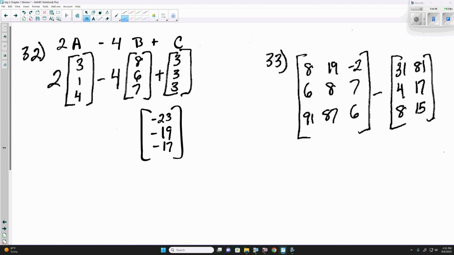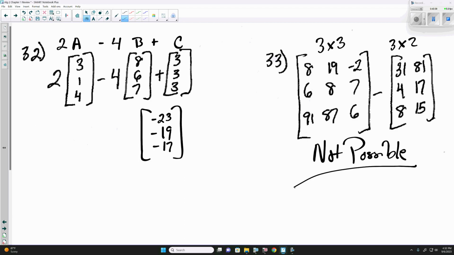And that brings us to the next one, this one here. Now again, for us to be able to add or subtract matrices, I didn't say this earlier, the dimensions have to be the same. Well, here we have a 3 by 3 subtracted from a 3 by 2, so this is not possible. I will not put no solutions on the test, but I will put one of these here, possibly. Put a not possible with a matrices addition subtraction. So I would be looking out for that.